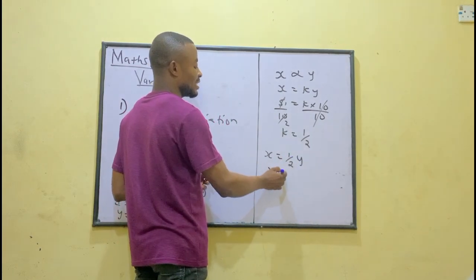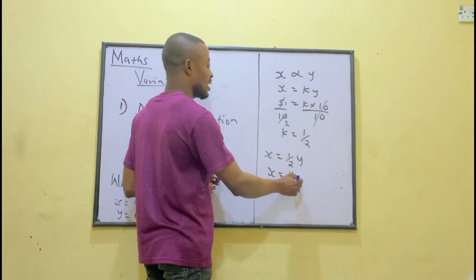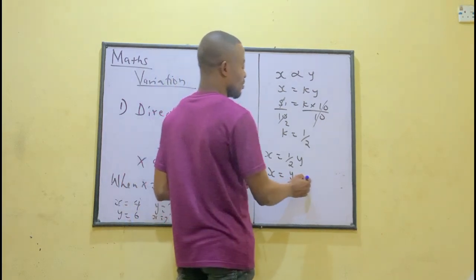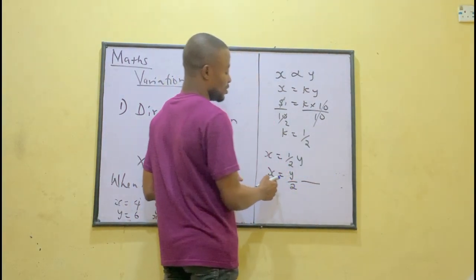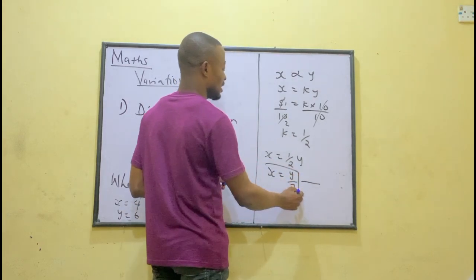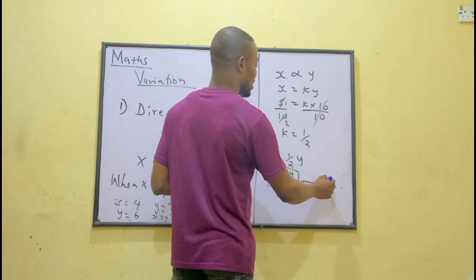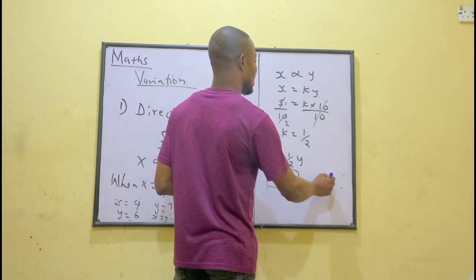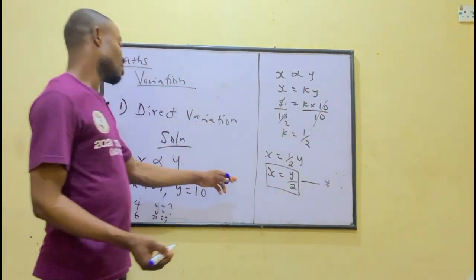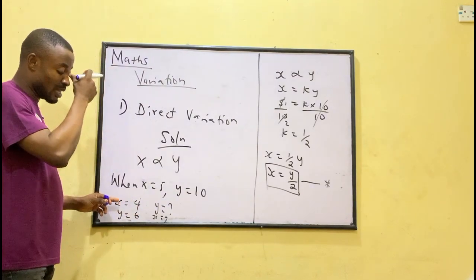You can also write this as x is equal to y/2. Okay, so this now becomes your relationship between x and y. This automatically is what we call the relationship or the formula for this particular question. You can call this equation star, or maybe equation 1, anyhow you want to do it. When you've arrived at this point, it's very easy for you to solve the remaining parts of the question.